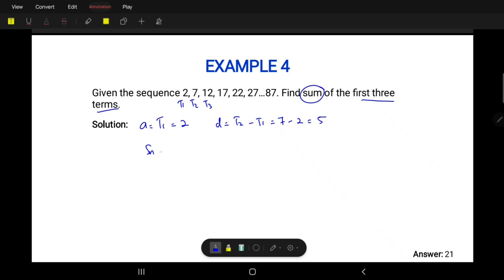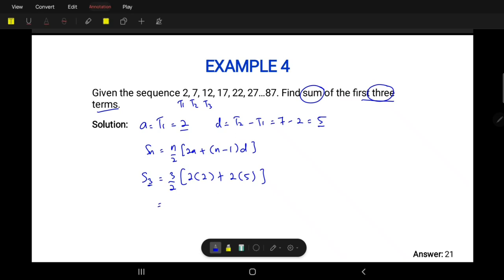Sn is equal to n over 2 times (2a plus (n minus 1)d). So the first three terms, that means 3 lah, yang ketiga ni, that means S3, where n is 3. So 3 over 2 times (2a, where a is 2, plus n minus 1. We know that n is 3, 3 minus 1 you get 2, times d, d is 5). Then you can calculate.